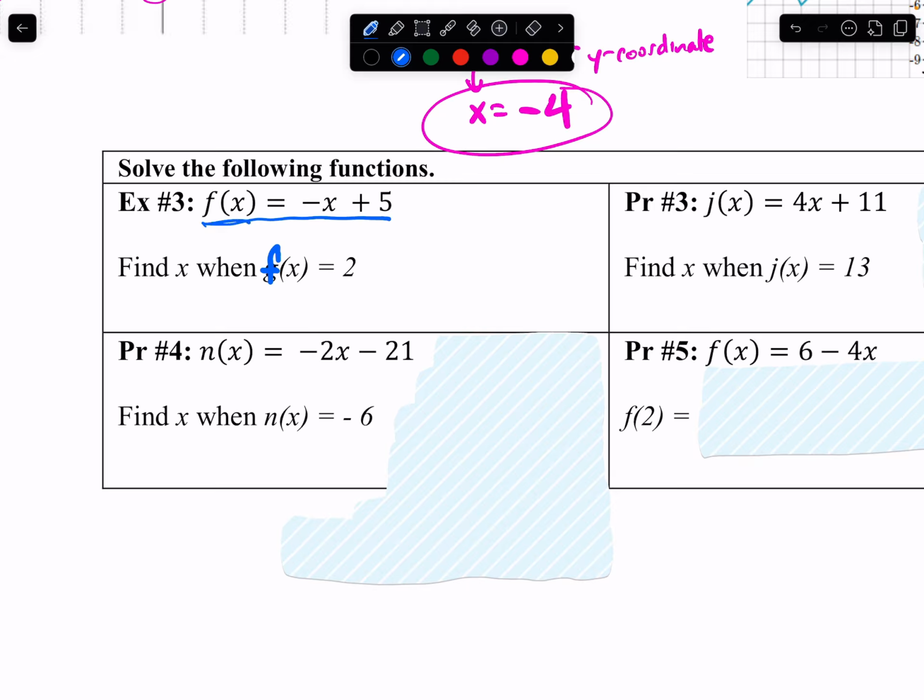Well, if f of x equals this stuff, and f of x also equals 2, you can set those equal to each other. -x plus 5 equals 2. Solve this equation for x, and then you're good to go. You take 5 from both sides. So -x equals -3. And then that would mean x is 3.